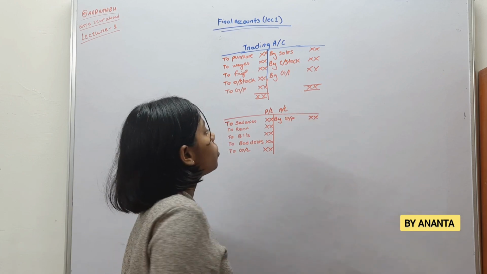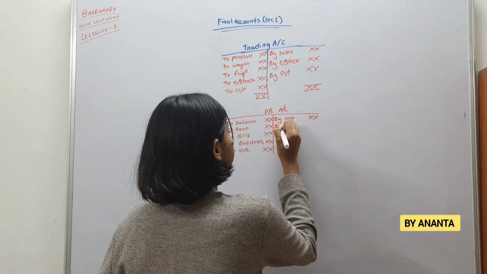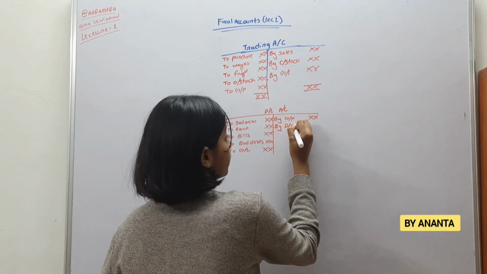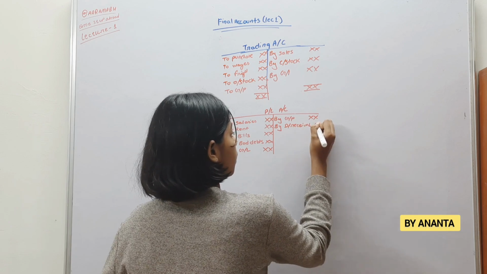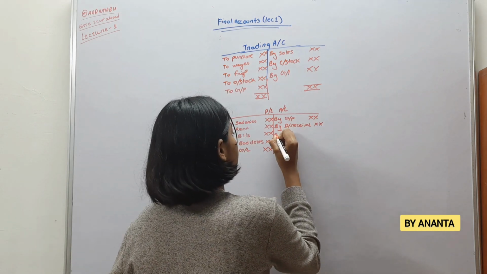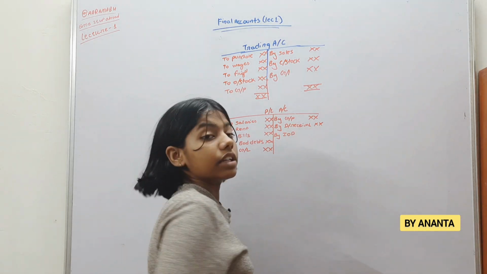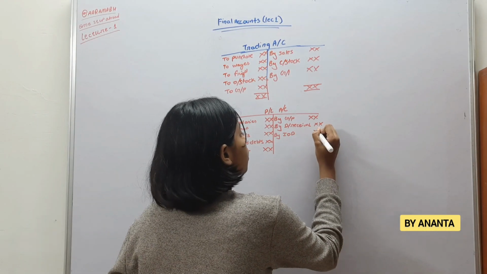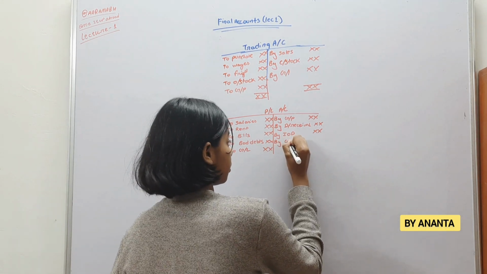And on this side, as I told you, we post all our incomes. So our incomes could be discount received, then it could be our IOD, which is our interest on drawings, then it could be commission received.